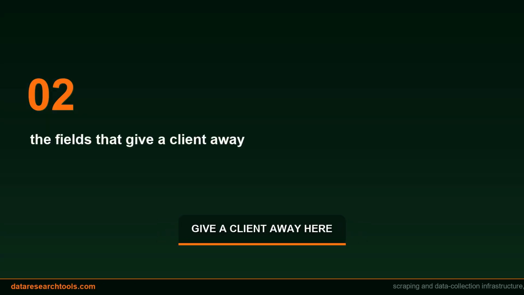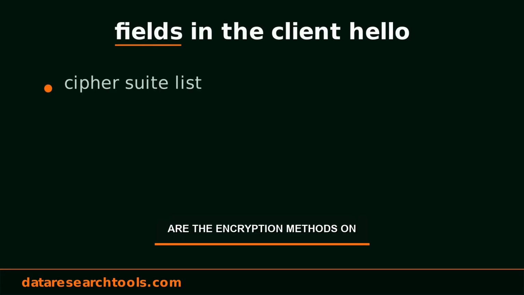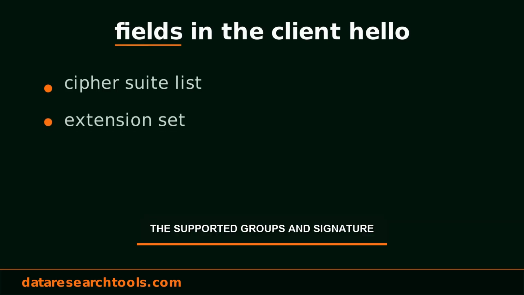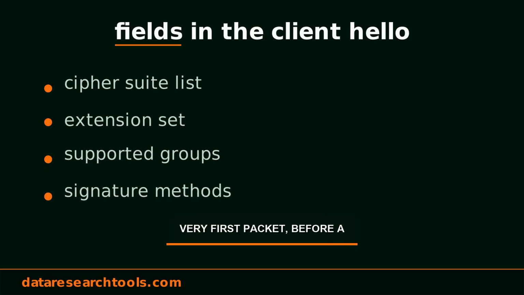The fields that give a client away. Here is the part that matters. That opening client hello is not one fixed thing that every client sends. The exact contents vary from one piece of software to another. The list of cipher suites, which are the encryption methods on offer. The set of extensions, the little add-on options, the supported groups and signature methods, and, crucially, the order all of those appear in. None of it is secret, none of it is encrypted, and all of it is visible on the very first packet, before a single byte of real content moves.